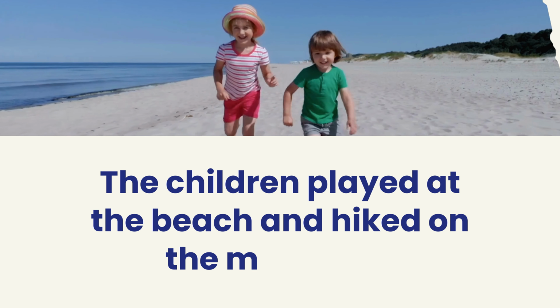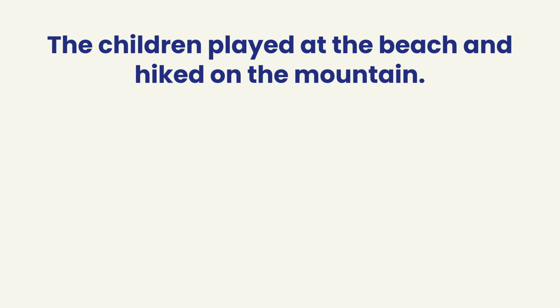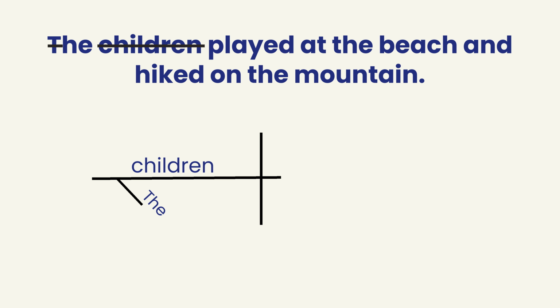Lastly, number 3. The children played at the beach and hiked on the mountain. Let's draw a horizontal line and then a vertical line crossing over it. What's our simple subject? The noun children. So we place that on the horizontal line on the left side of the vertical line. And then we place its modifier, which is the article the, below it. Let's go to the predicate. We have a compound predicate made up of two verbs. How do we diagram this?